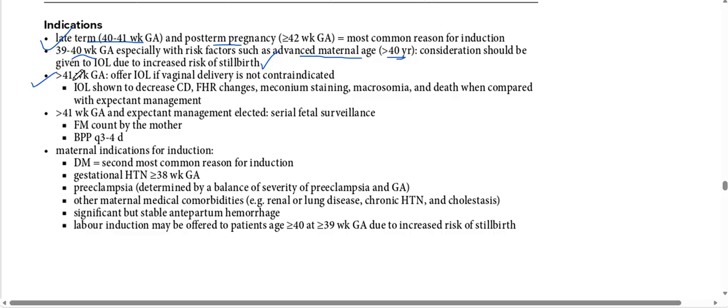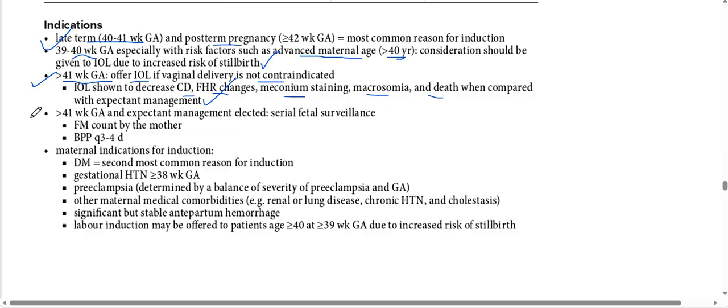Now, if the gestational age is more than 41 weeks, we offer induction of labor if vaginal delivery is not contraindicated. Definitely, if vaginal delivery is possible after 41 weeks of gestation, we offer induction of labor. Induction of labor decreases the rate of cesarean deliveries. It does not show much effect on fetal heart rate, and it decreases meconium staining, macrosomia, and death when compared with expected management. So we have to do something to make the baby safe. Therefore, we have to induce the labor.